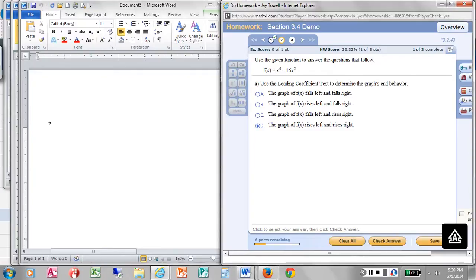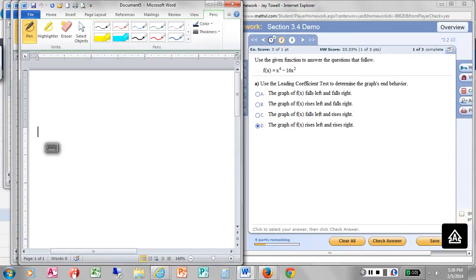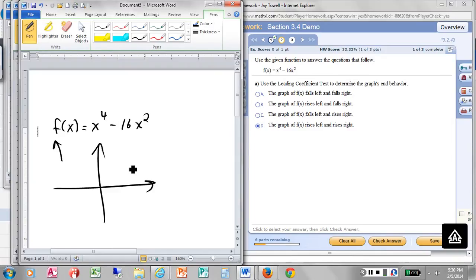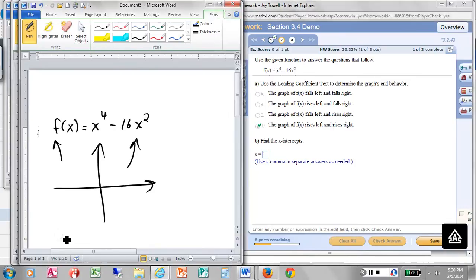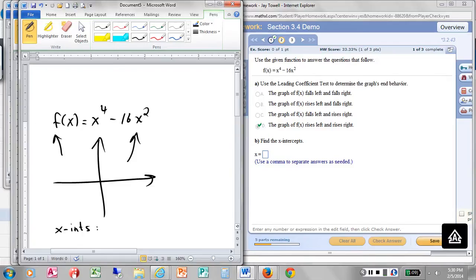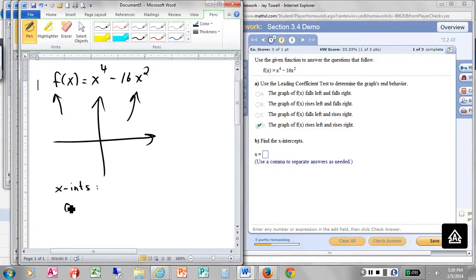So f of x equals x to the fourth minus 16x squared. We do know graph-wise that's going to put us both ends going up to start off this graph. All right. Find the x-intercepts. Okay, and so as we know, x-intercepts always the y is 0. But in this case, that would mean f of x is 0.